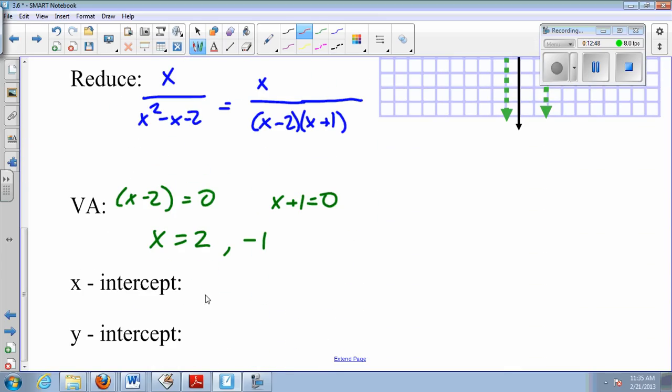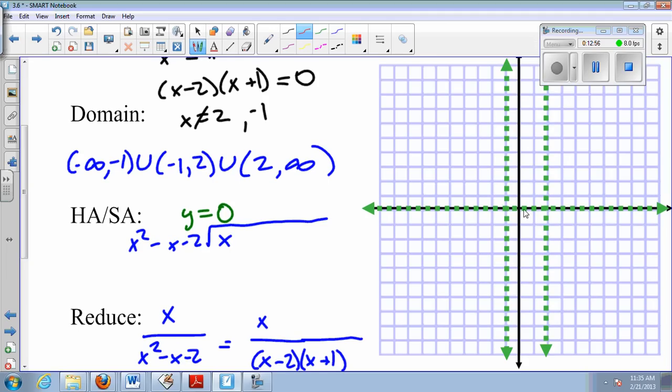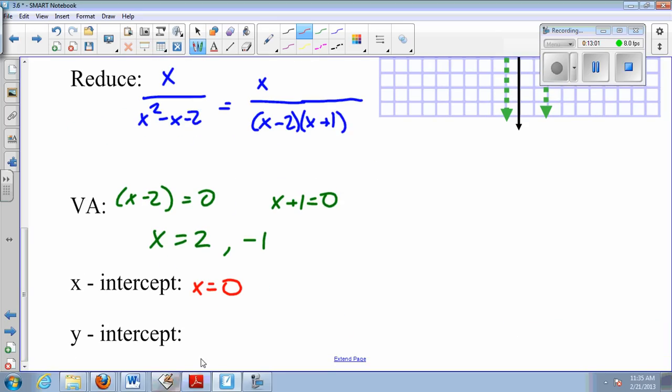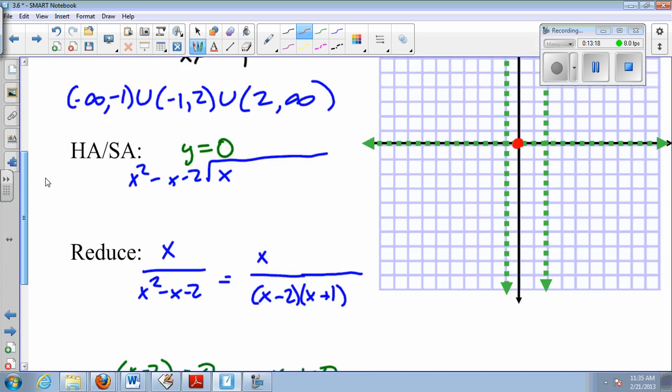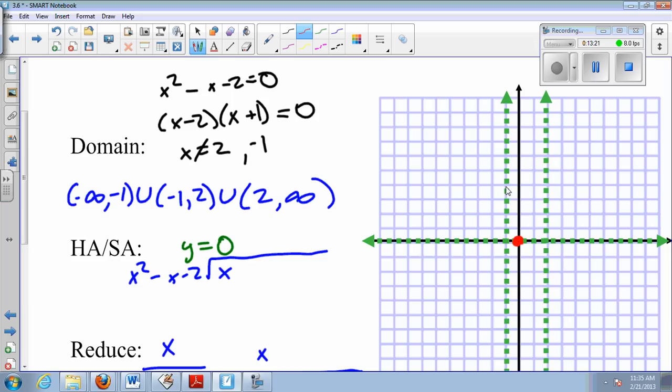Our x-intercept, we just set our numerator equal to 0, x equals 0. So we have the point 0, 0 here in the middle. And for our y-intercept, we find out f of 0. It's going to go to 0 over negative 2, which is still 0. So same point. Now we see that the graph is divided up into 3 sections, vertical, from left to right. So we're going to need 3 tables.